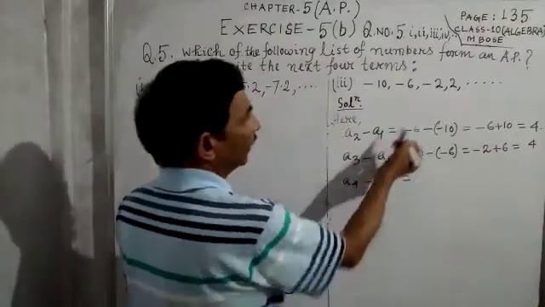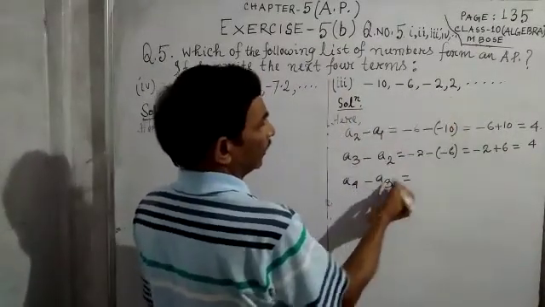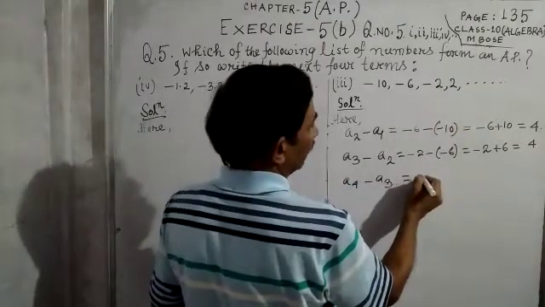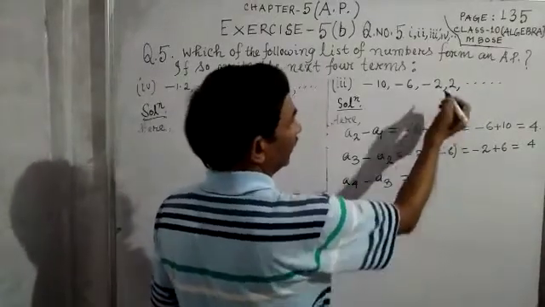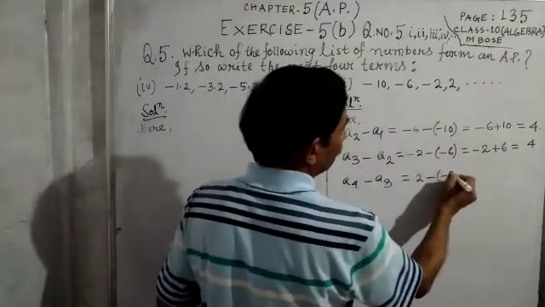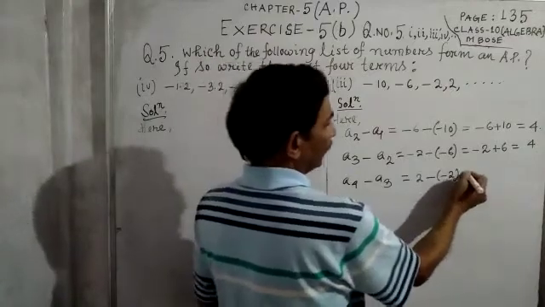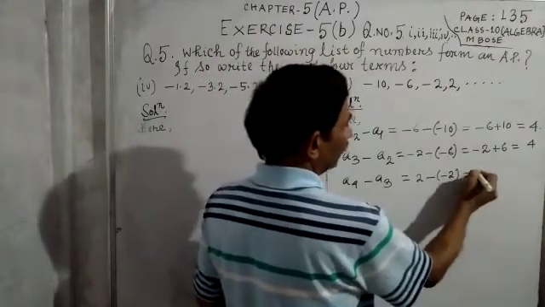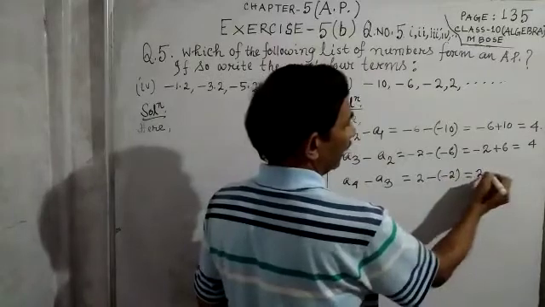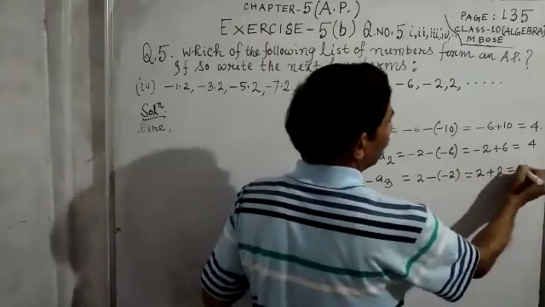And do the same for A4 minus A3. What is A4? It is 2, minus A3, the third term, which is minus 2. Because of the minus, write this inside the bracket. So here it is 2, then minus into minus is plus, so 2 plus 2 is equal to 4.